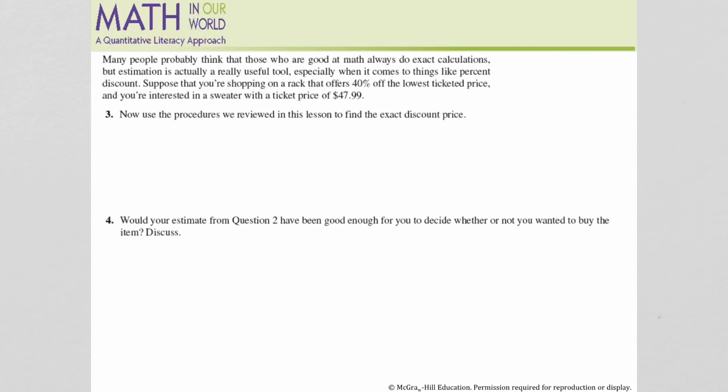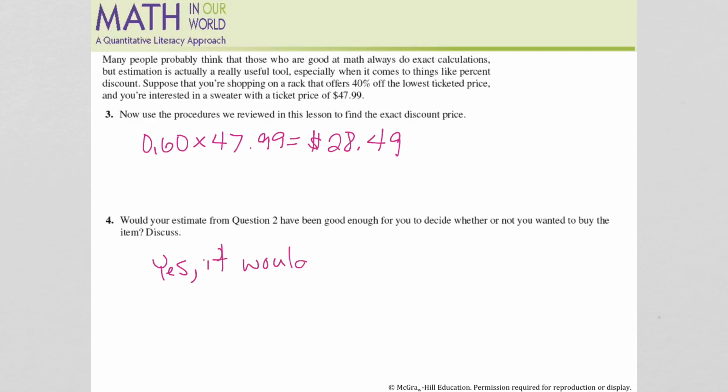Okay. Now use the procedures we reviewed in this lesson to find the exact discount price. Okay. So we would take 60% of $47.99, and that gives us $28.49. So would your estimate have been good enough? Yes. It would let me know if I could afford it.